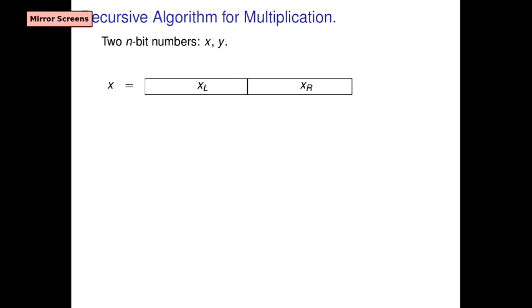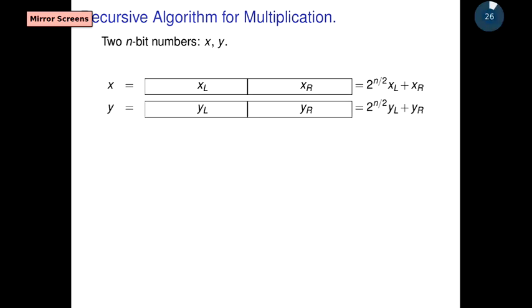Here, x sub L is just the value. X is the value of the number represented by this binary string. And x sub L is the value in the higher order bits, and x sub R is the value in the lower order bits, the lower n over 2. So x is equal to 2 to the n over 2 times x sub L, because XL is shifted over by n over 2 bits. If you want to multiply by 2, you shift over once, so you shift over n over 2 times. That's the XL part, and the XR you just add back, because that has not been shifted. This is the same for y sub L and y sub R.